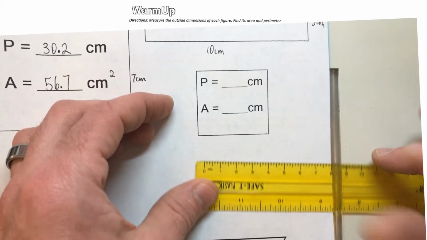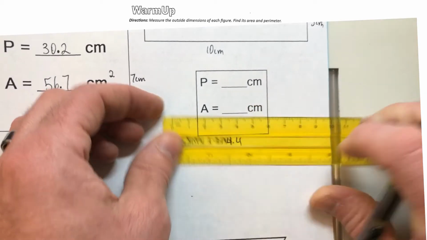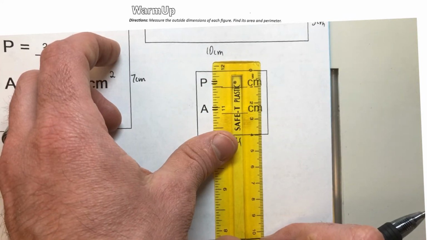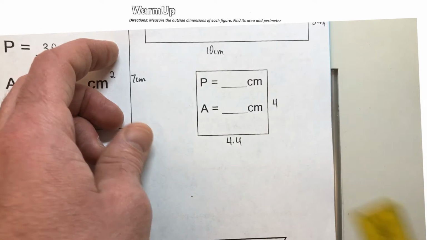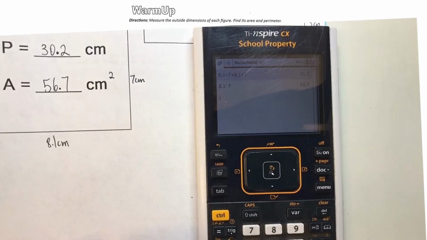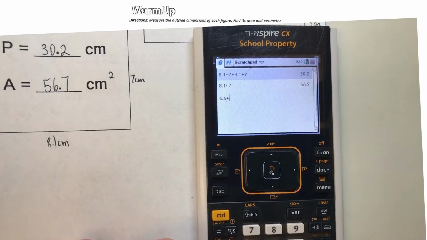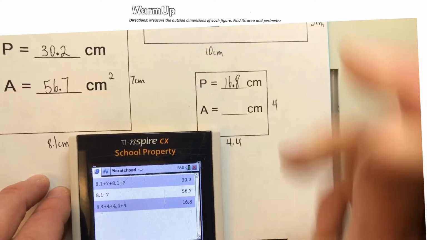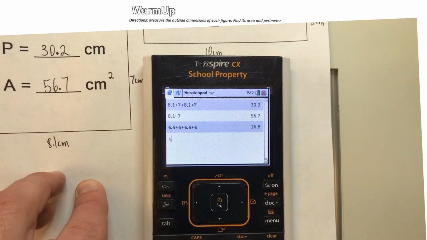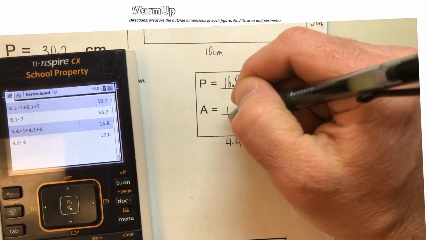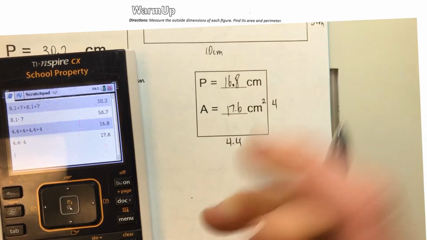Okay, so on this one, 4.4 by about 4. So 4.4 plus 4 plus 4.4 plus 4. Yeah, there are a lot of 4s. 16.8. And then for the area, 4.4 times 4, okay, is 17.6 centimeters squared.